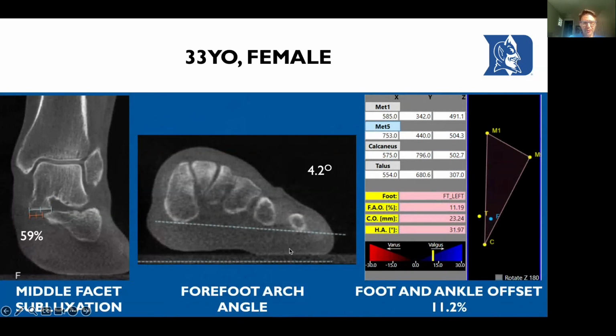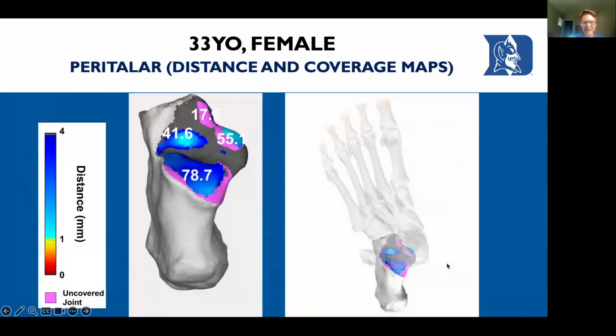I love the forefoot arch angle for collapse. We can talk about that later. 4.2 degrees, and normal is between 15 to 25. So significantly collapsed. And I use foot and ankle offset a lot. Look where the center of the ankle joint is, look where the bisecting line of the tripod is. So that gives a foot and ankle offset of 11.